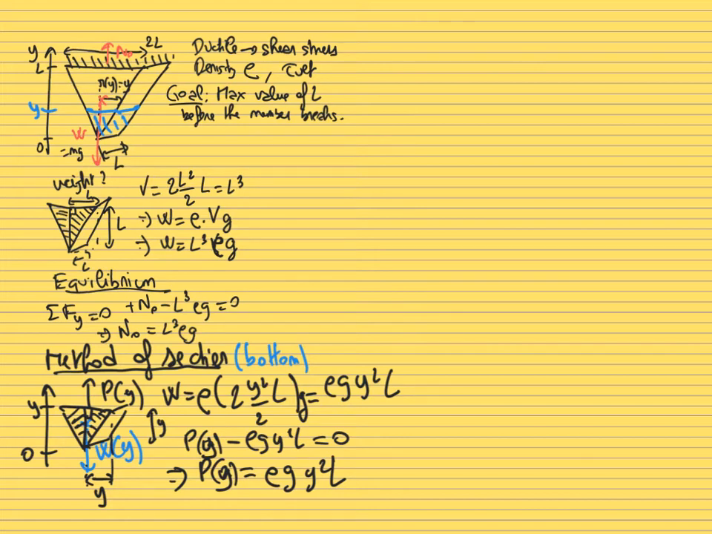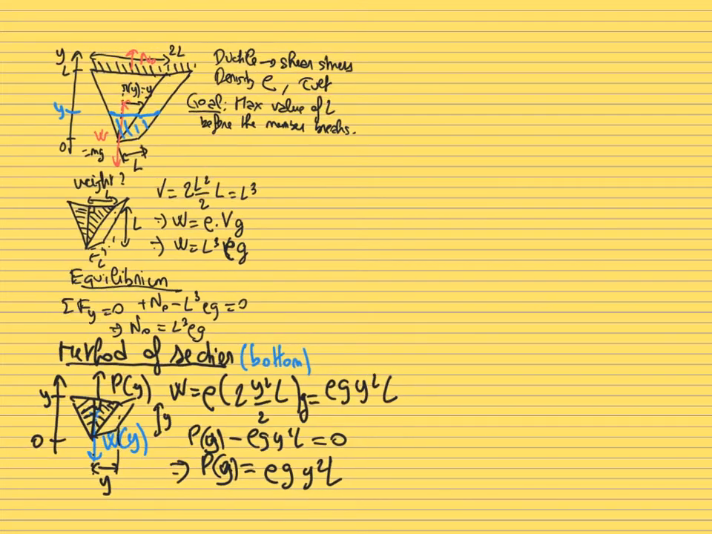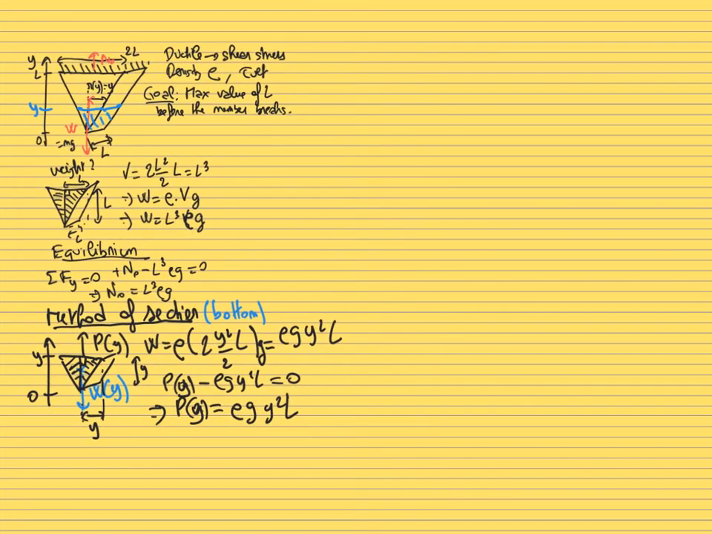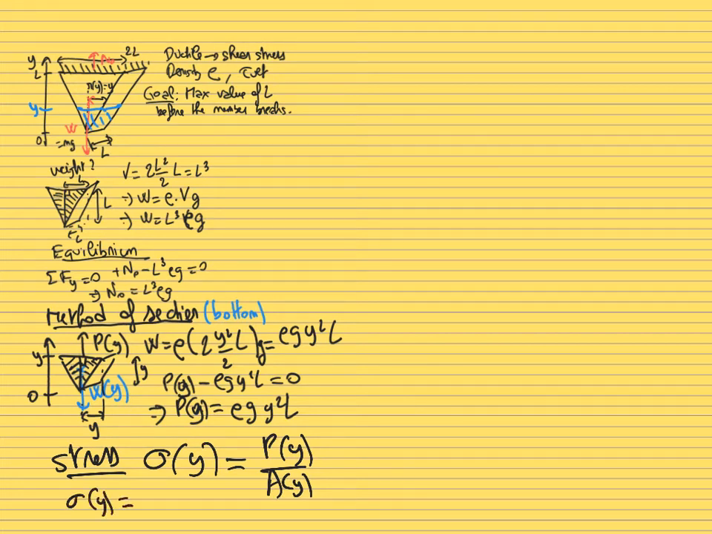Based on this, we can now calculate the value of the stress. By definition, the stress as a function of y is going to be equal to the load divided by the area over which it is applied. That's the force divided by the area, which is the stress in the case of an axial load problem. So the load is rho g y square times L, and we divide by the area over which it is applied.